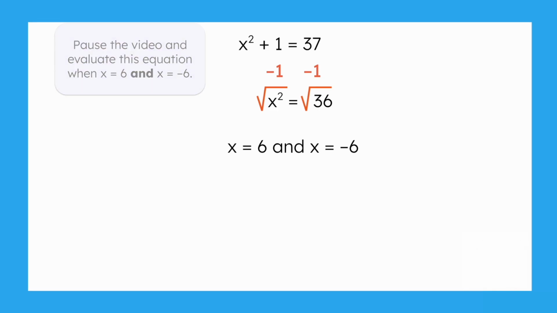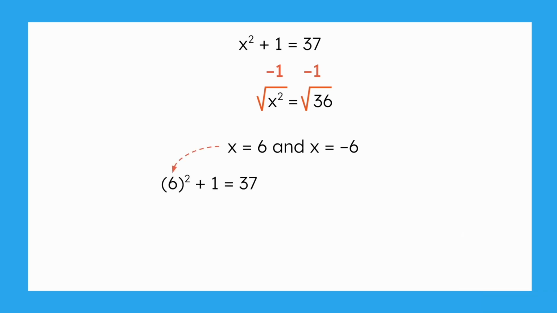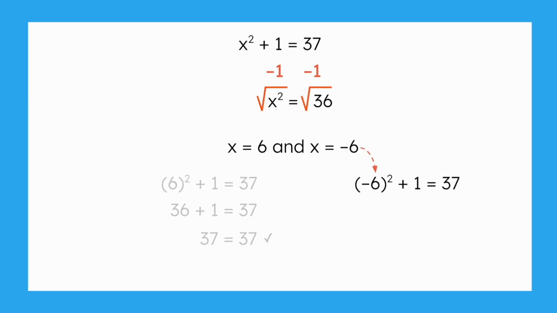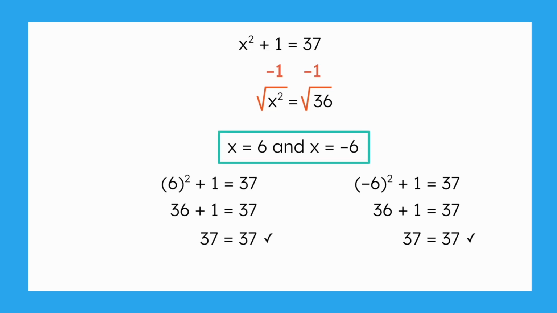What'd you find out? When I substitute 6 for x, I get 6 squared, which is 36, plus 1, which does in fact equal 37. When I substitute negative 6 for x, I get negative 6 squared, which is positive 36, plus 1, which also equals 37. So both 6 and negative 6 are solutions to this equation.